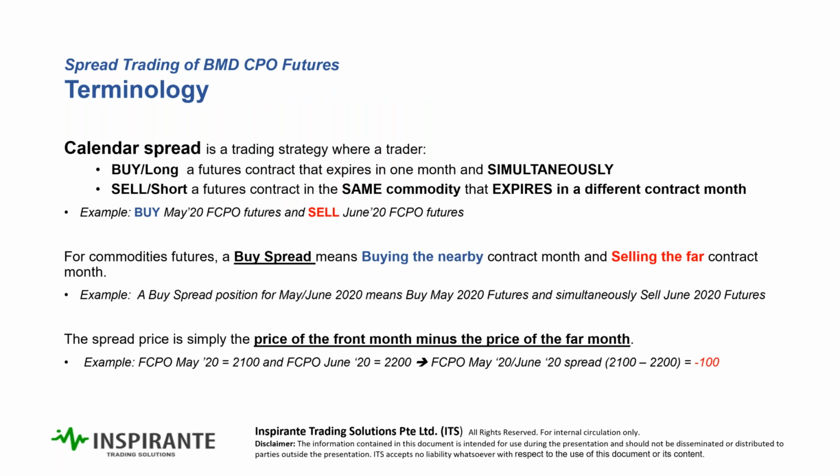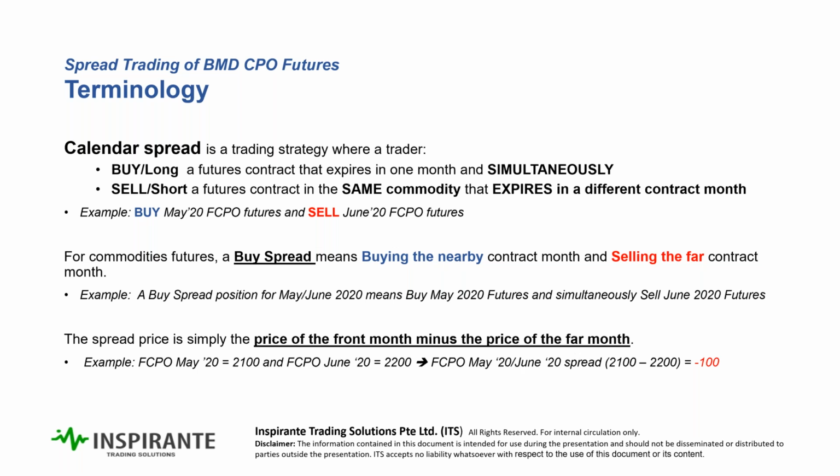Before I explain how, let me get some terminology out of the way, right? Now, calendar spread trading is a strategy where we buy one contract and sell another contract of the same product in a different expiration. When we talk about buying or going long a spread, we buy the near month and short the far month, and the short or sell spread would be the reverse. For example, if I'm buying the May-June spread, for commodities anyway, I'll be buying the May contract and selling the June contract simultaneously.